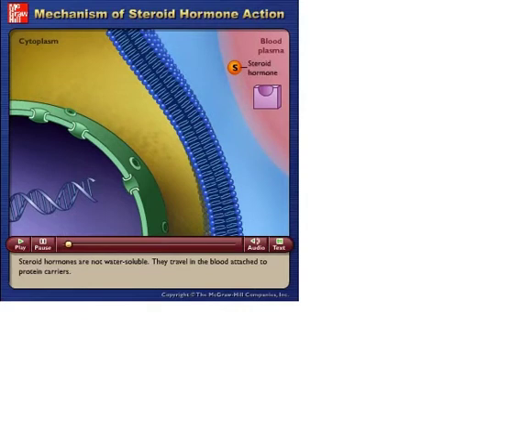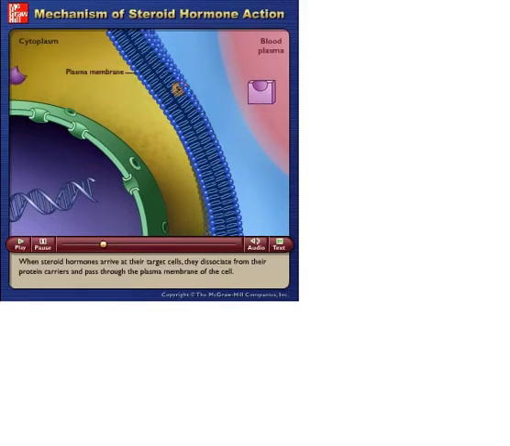Steroid hormones are not water-soluble. They travel in the blood attached to protein carriers. When steroid hormones arrive at their target cells, they dissociate from their protein carriers and pass through the plasma membrane of the cell. Some steroid hormones bind to specific receptor proteins in the cytoplasm and then move as a hormone-receptor complex into the nucleus. Other steroids travel directly into the nucleus before encountering their receptor proteins, not shown.